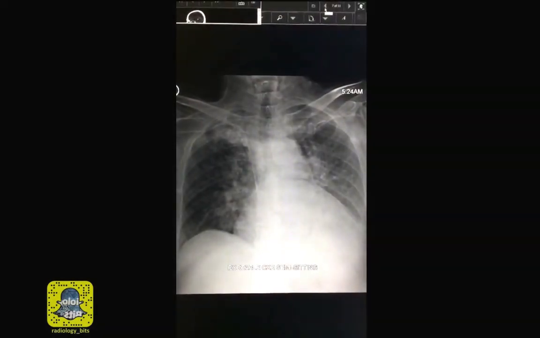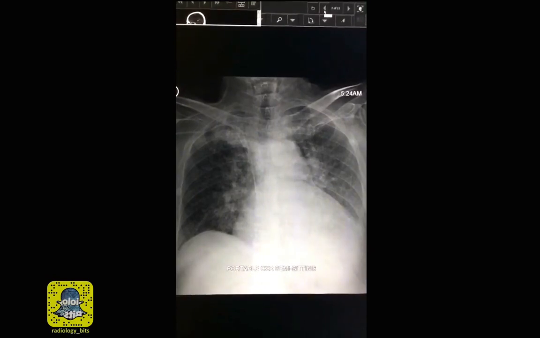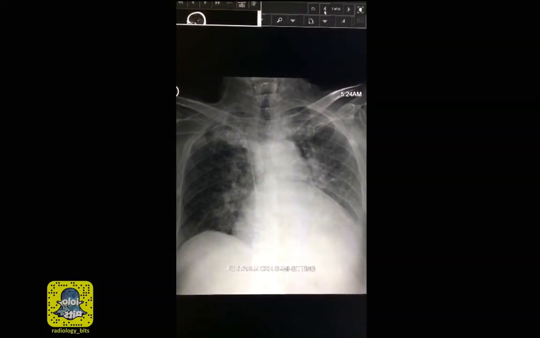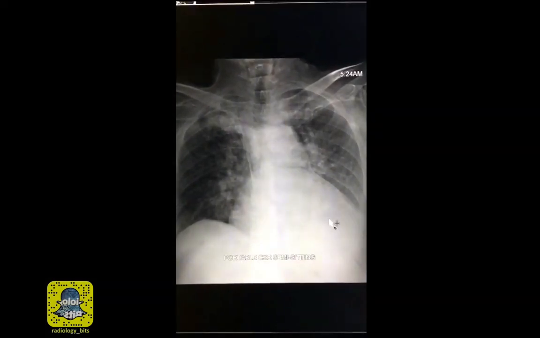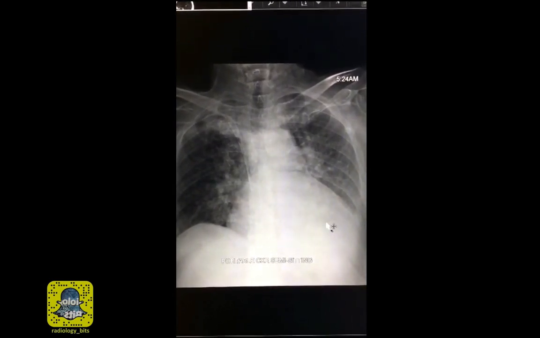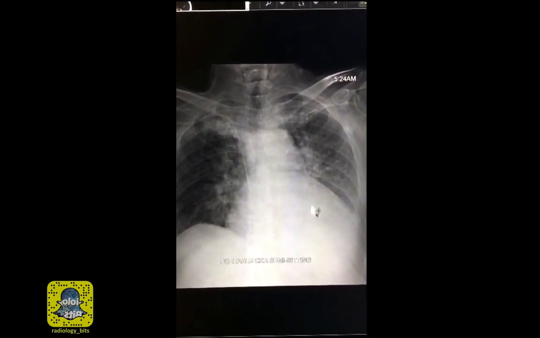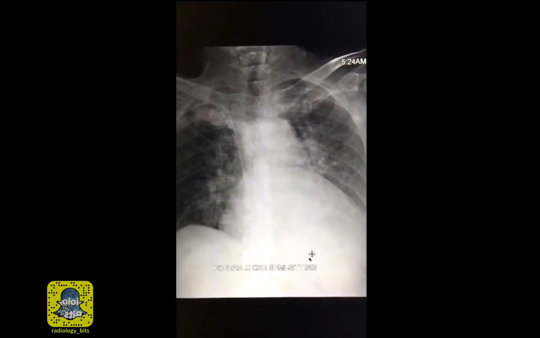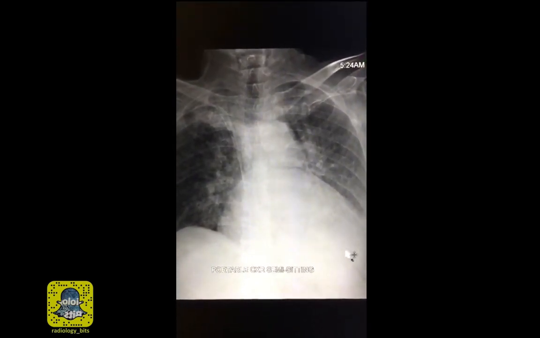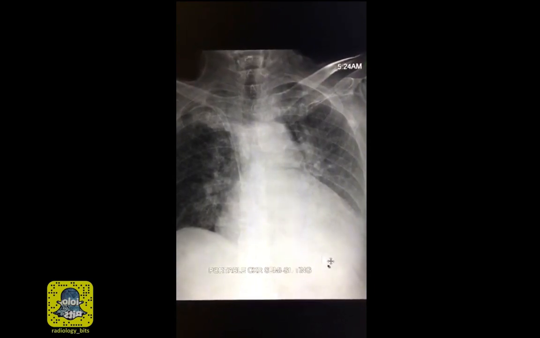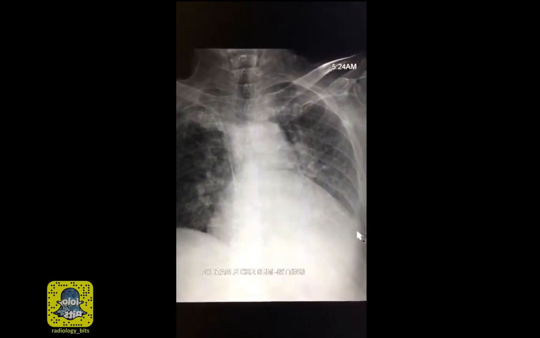This is a portable semi-sitting chest radiograph on a 76-year-old male patient who was admitted for pneumonia. The patient was admitted to ICU at the time. There is this ill-defined opacity which represented the known lower lobe pneumonia. This heterogeneous left lower lobe opacity obscures the left hemidiaphragm. There is a left pleural effusion as well.